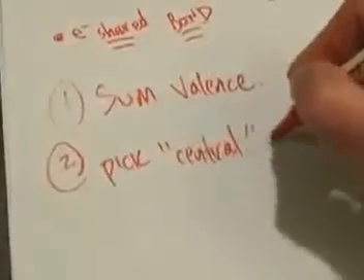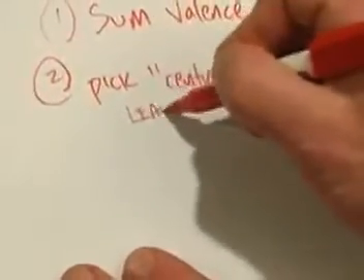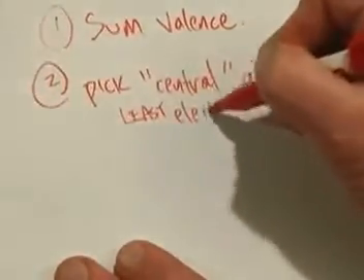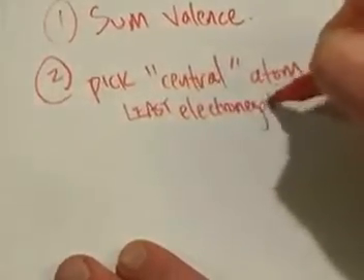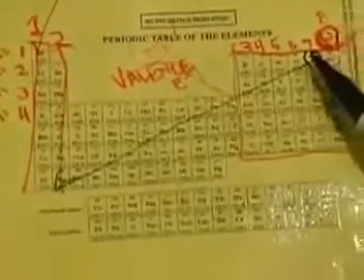Pick a central atom. And the central atom is generally almost always the least electronegative atom. If you forgot what electronegativity is, look once again on the periodic table. The most electronegative atom on the periodic table is fluorine right here, and the least is down here, way down here by cesium. So electronegativity decreases to the left and down. So the least electronegative atoms are down here, the most are up here.